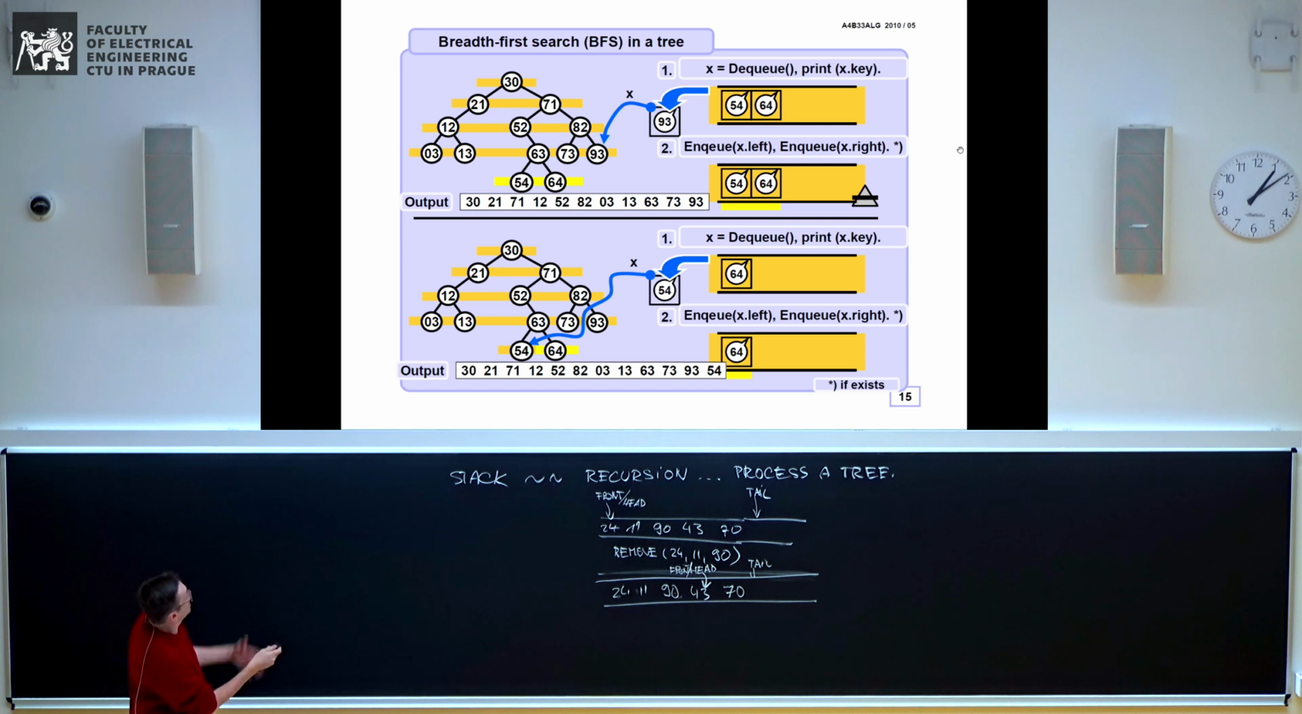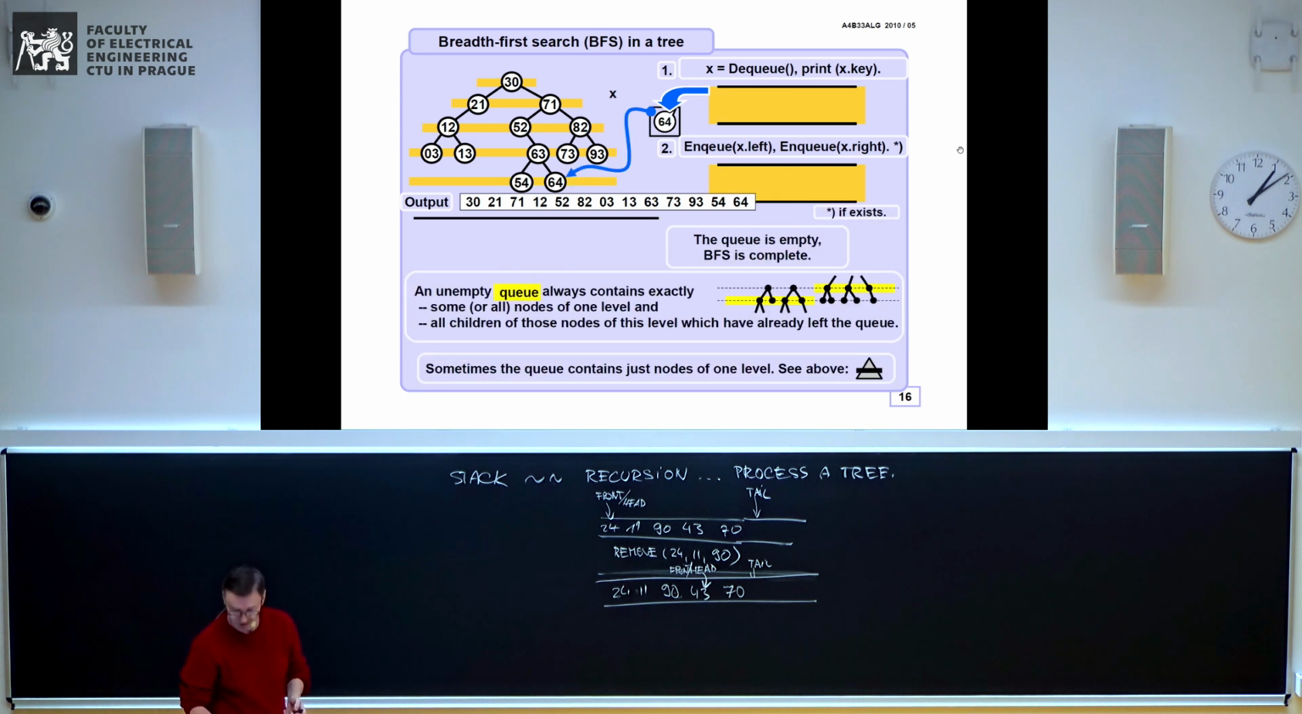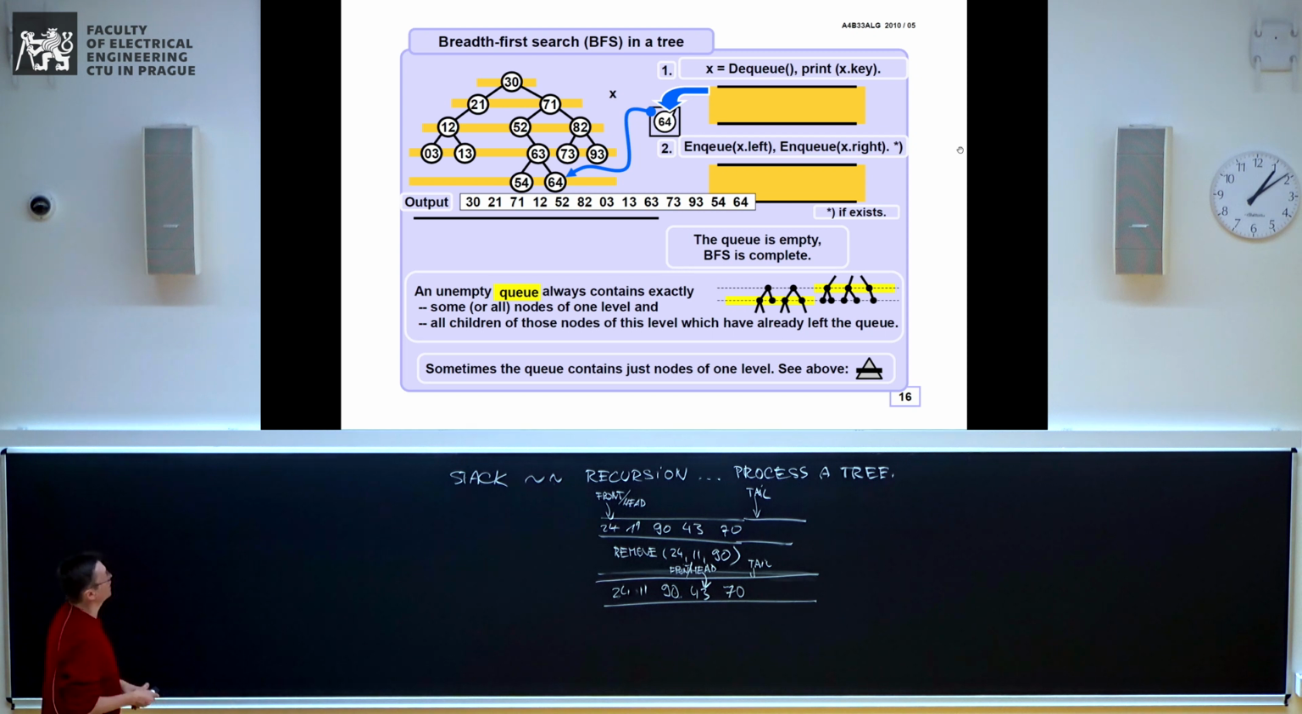93 goes out, and now when any element is removed from the queue, that element has no children. So everything that happens is just removing elements one by one from the queue and printing them out, by the way. 93, so next 54 goes out, and finally 64 will go out, which just happened up there, and there it is printed. Now the queue is empty and the task is finished.